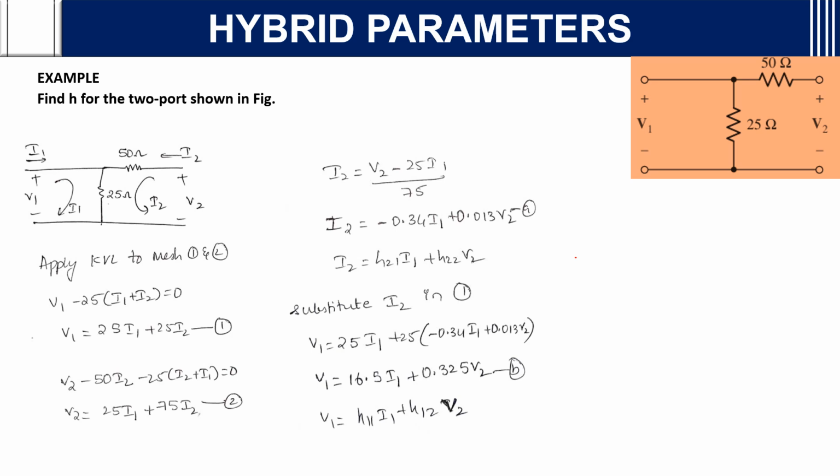Now we substitute this I2 in equation 1. If you substitute, what will you get? V1 is equal to 16.5 I1 plus 0.325 V2. So if you compare, H11 is equal to 16.5 and H12 is equal to 0.325. So the final H parameters are 16.5 ohms, 0.325, minus 0.34 and 0.013 Siemens.